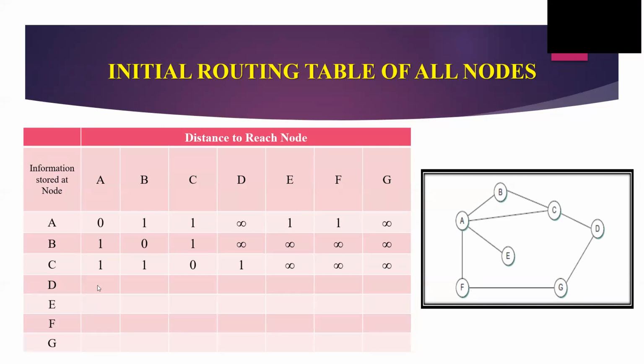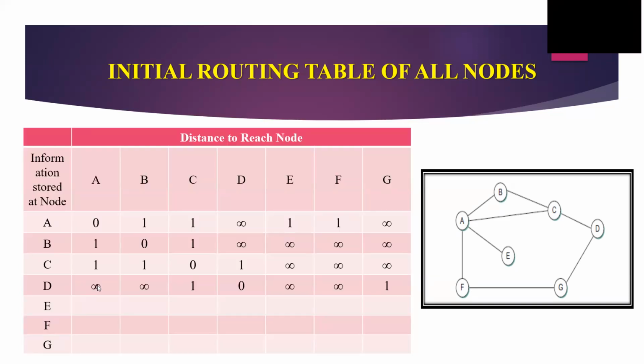With respect to node D, D to A indirectly connected, so the cost is infinity. D to B also indirectly connected, the cost is infinity. D to C directly connected, the cost will be 1. D to D self node, so the cost is 0. D to E indirectly connected, the cost is infinity. D to F indirectly connected, so the cost is infinity. And D to G is directly connected, so the cost is 1.